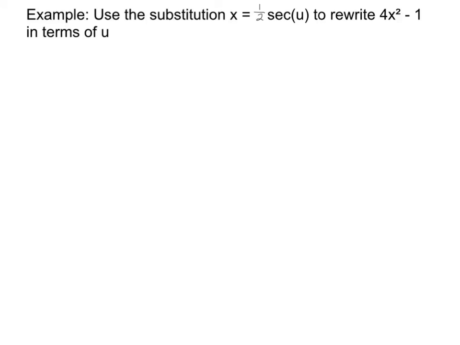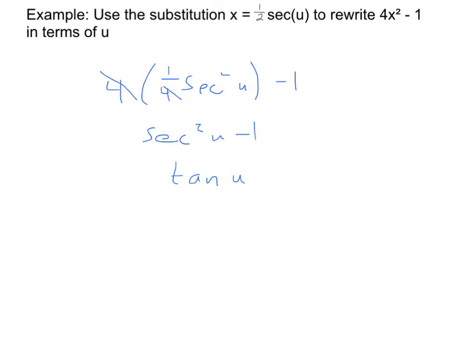So one more for you. Use the substitution x equals 1/2 secant u to rewrite 4x squared minus 1 in terms of u. Once again, pause the video, work through it real quick. So this is going to be 4 times 1/4 secant squared u minus 1. The 4's will eliminate. We've got secant squared u minus 1, and secant squared u minus 1 will give us tangent squared u.